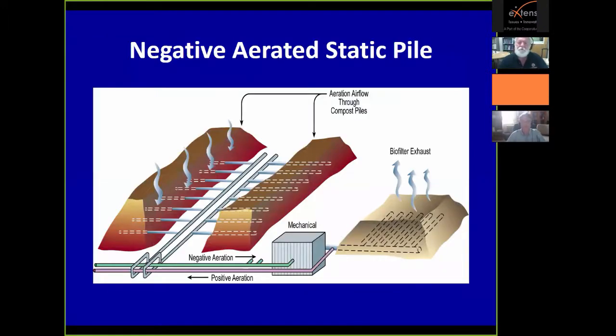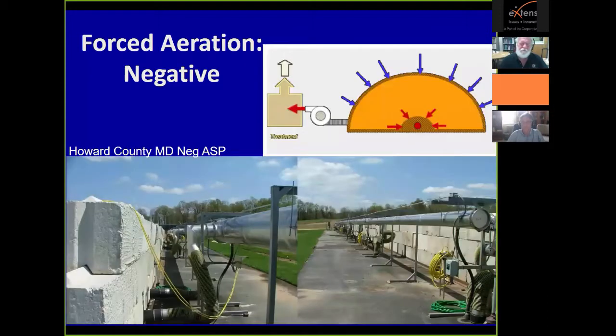With negatively aerated systems, as we've talked about, you have the flow coming down. You've got to have the biofilter or some other form of treatment. This is the one in Howard County, Maryland, which some of you may have seen. The aeration piping is here. It sucks up into this manifold, and then down that manifold, the biofilter's at the far end of this run of pipe.